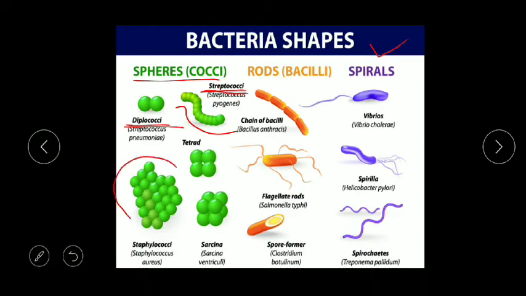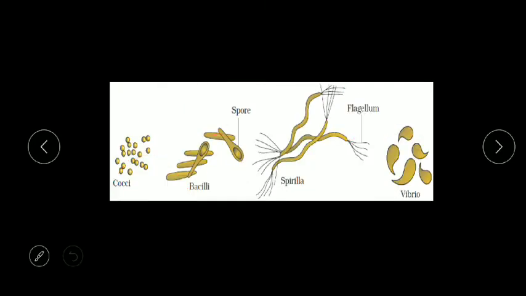Then the rod-shaped bacteria are known as bacilli. You can find a chain of bacilli. In cocci you can also see a tetrad, a sarcina, a three-dimensional structure, and when they are present like grapes, they are known as staphylococci. Another one is bacilli. Bacilli are rod shaped, and you can see here a spore-forming structure. The spore formers can be flagellated, and the last one is the spirals. In spirals you will find vibrio, in which you can see the presence of flagella, and there is spirilla. So these four types are found.